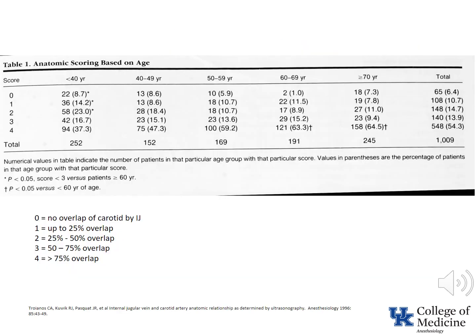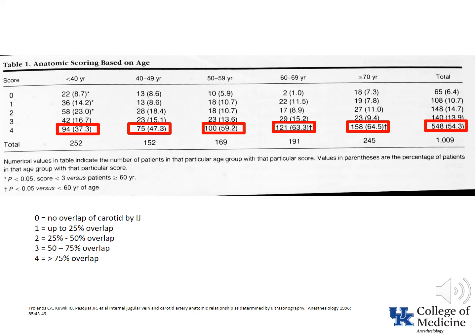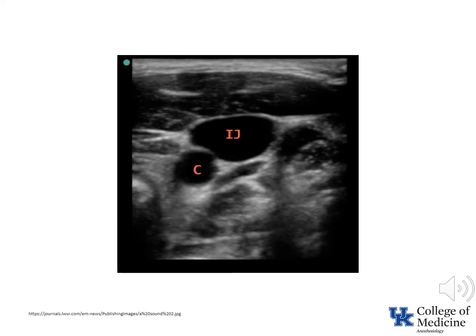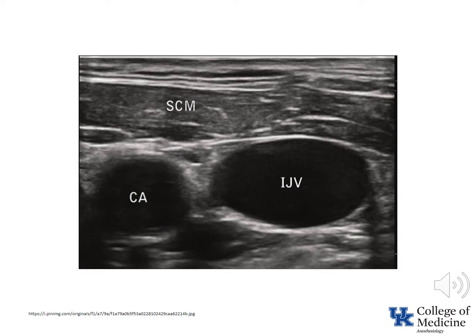This article from 20 years ago documents that in most patients the internal jugular vein overlaps the carotid artery to some degree. In fact, although the precise distribution changes with age, the most common anatomic relationship in every age group is that there is a 75% overlap between the two. This image shows substantial overlap of the carotid by the IJ. In this circumstance, however, there is no overlap.